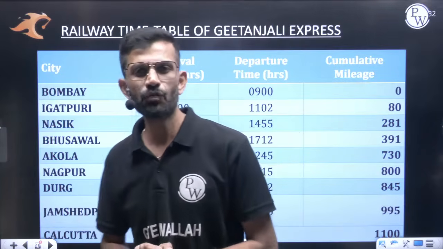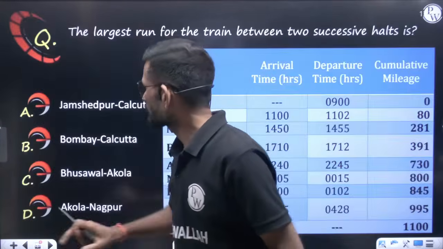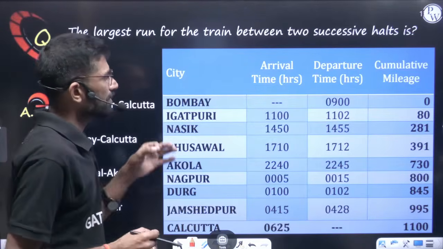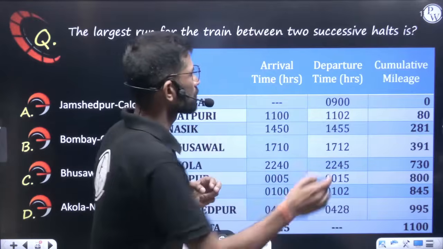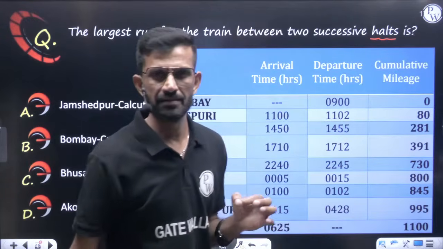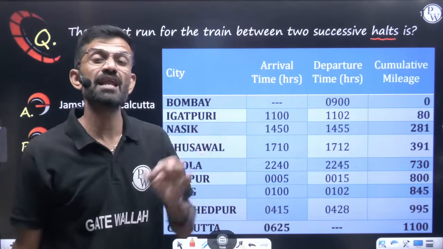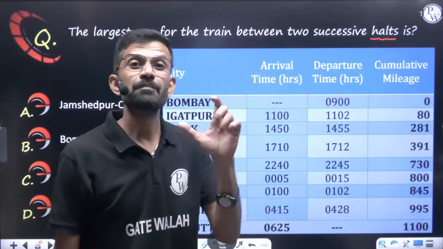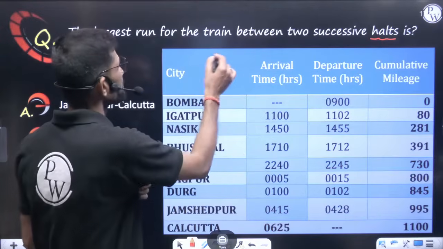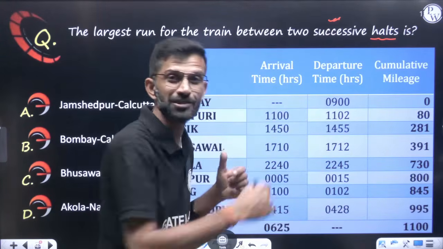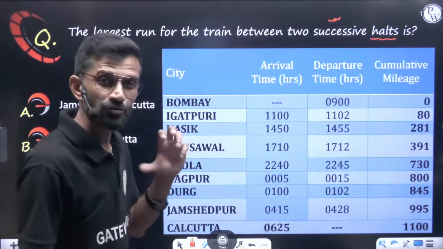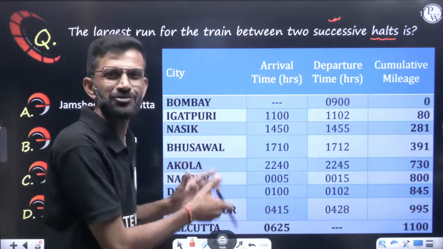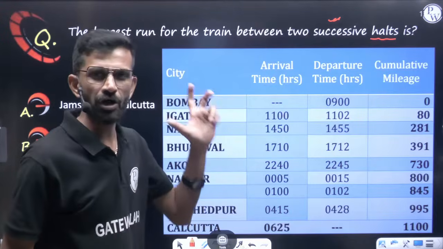Now let's see the question they have asked. The question given is: the largest run for the train between two successive halts. What is the meaning of halt? It is stoppage. Between two stoppages, the largest run. Largest run means the longest distance covered. Don't say, sir, Bombay to Kolkata. Between successive stoppages we have to see. Successive means continuous stoppages. If we take Bombay to Kolkata, they are not continuous stoppages, as there are so many stoppages in the middle. So for two successive halts, where is the largest run?